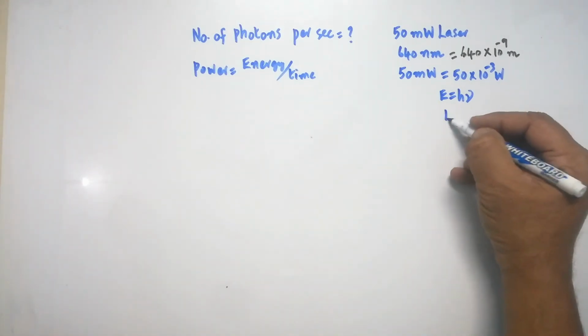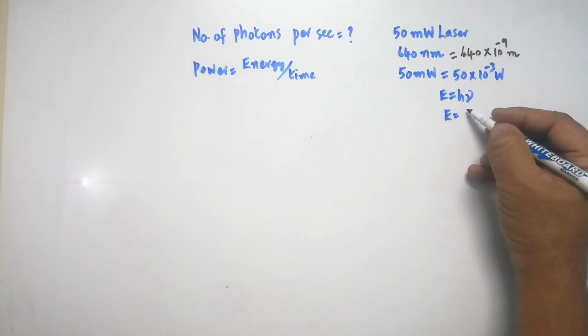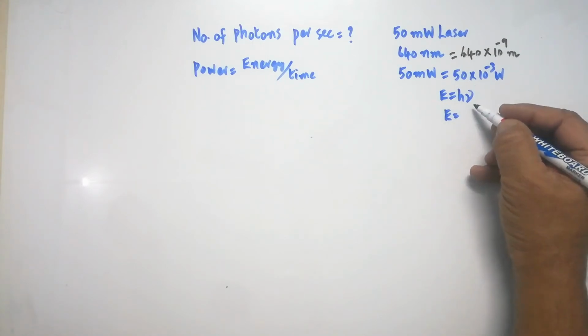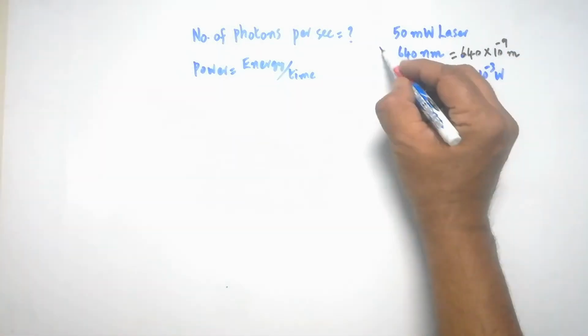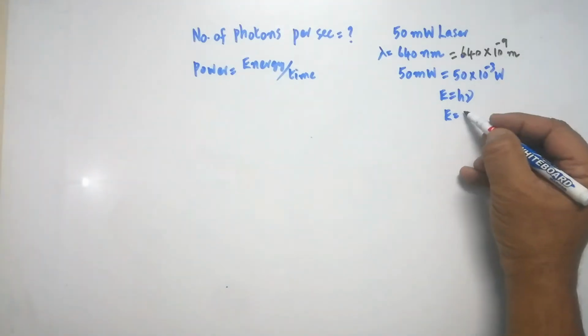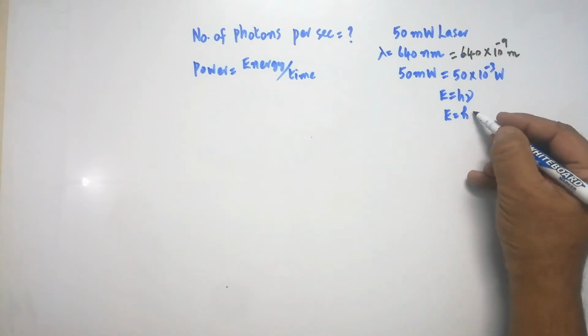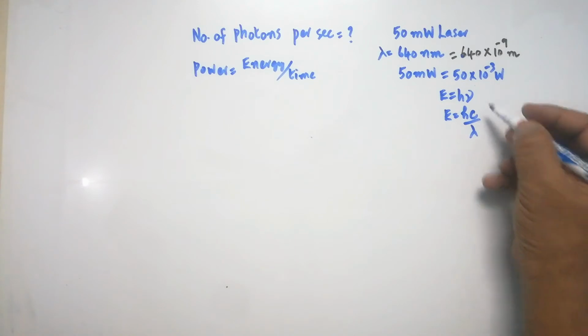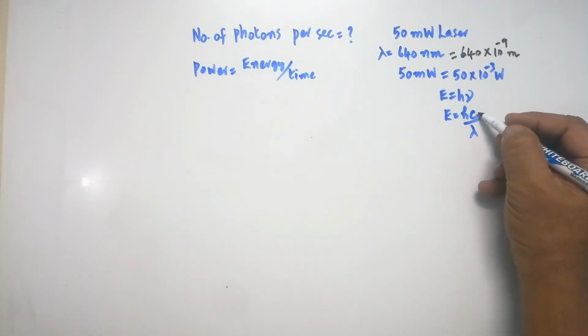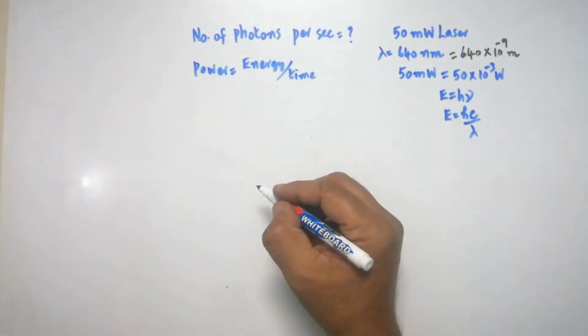Here this formula can be altered. Frequency is given here, but in the problem wavelength is given. Wavelength of the light is given. So instead of nu we can write hc by lambda. Are you clear? Instead of nu I have substituted c by lambda. So the energy formula becomes hc by lambda.